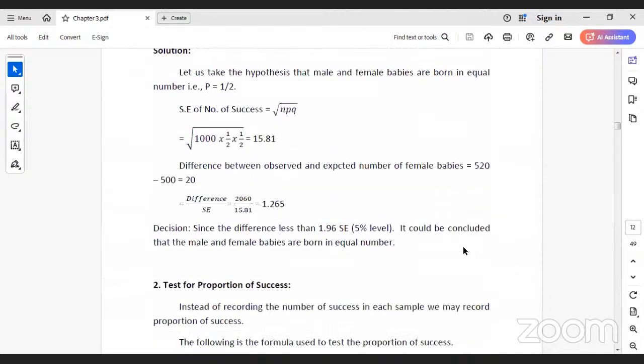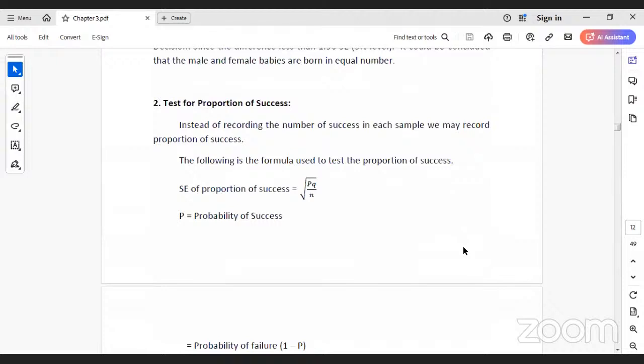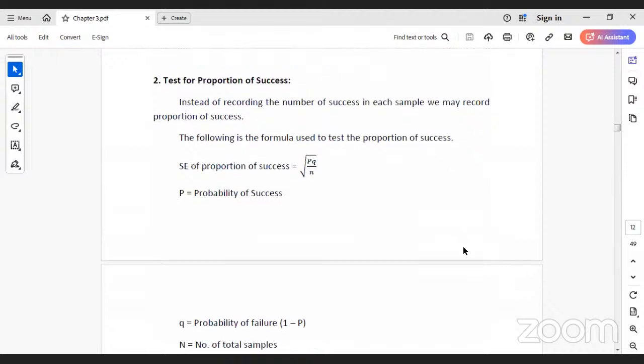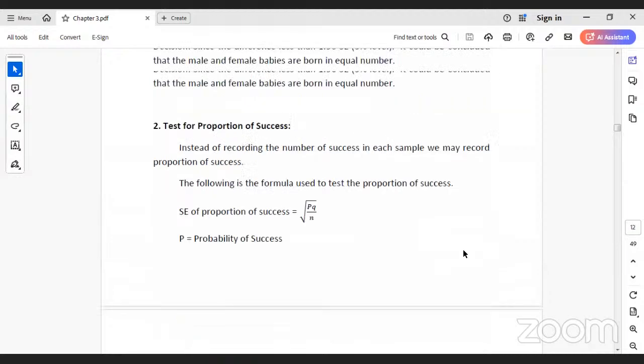And one more problem is there, it is not required. The next method is test for proportion of success. In this chapter only, under number of success, the second one here is test for proportion of success. Any doubt in this method?